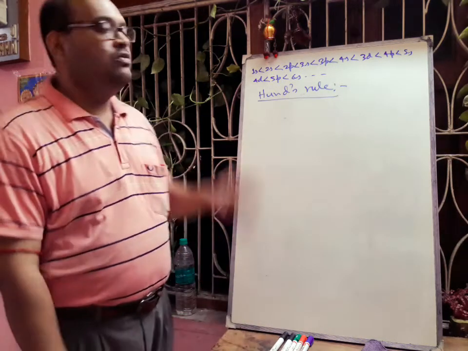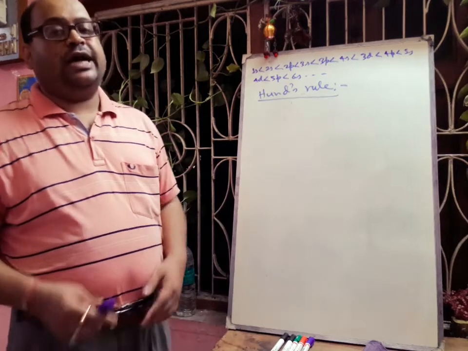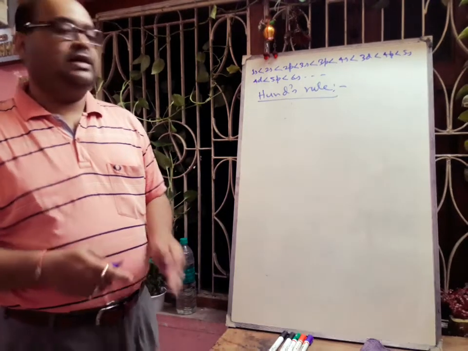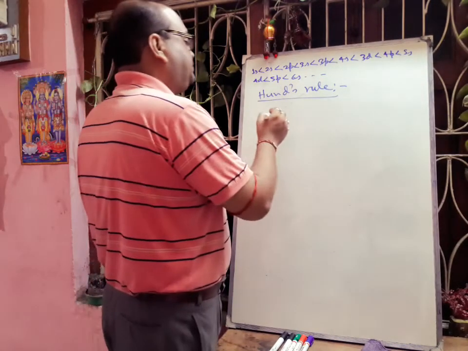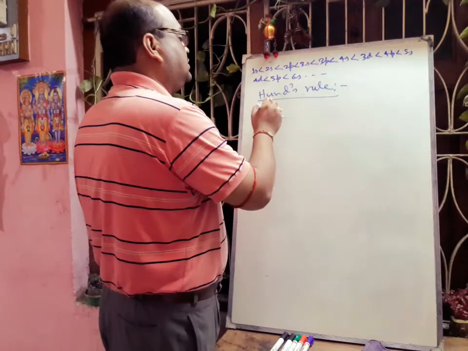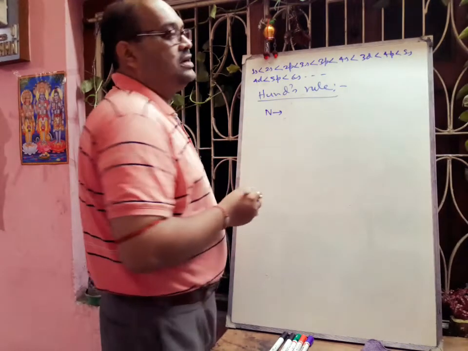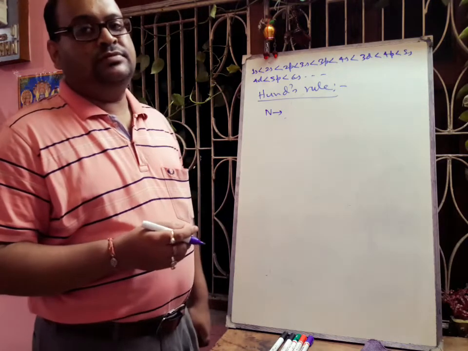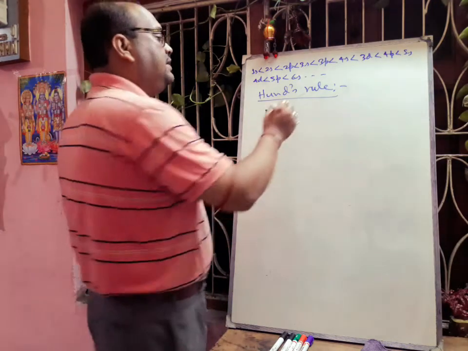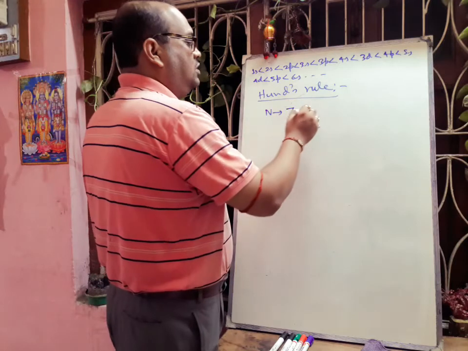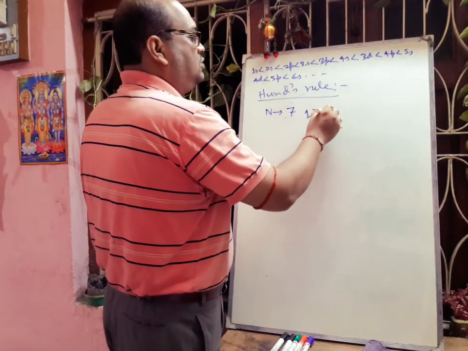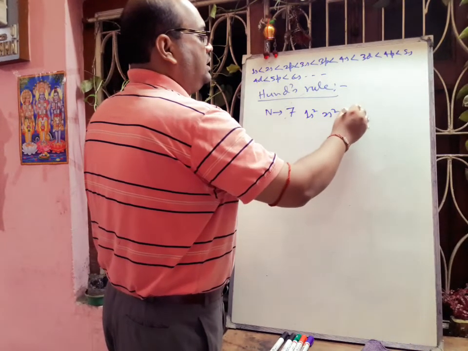Now to understand Hund's rule, if we draw the diagram of the p orbital, then you can easily understand. Suppose we consider nitrogen. In case of nitrogen, how many electrons are there? The total number of electrons will be 7. So it will be 1s2, 2s2, 2p3.